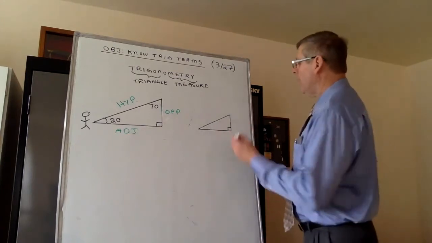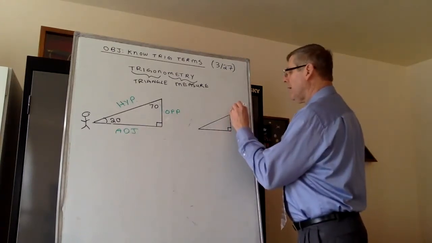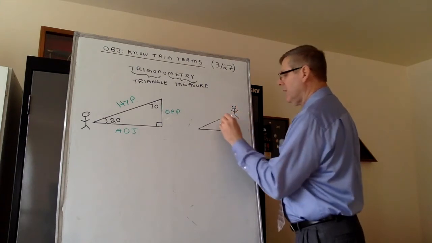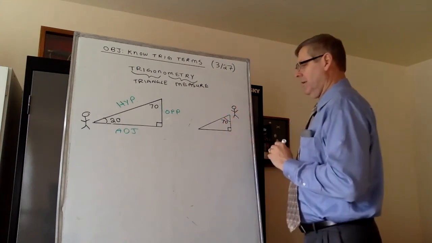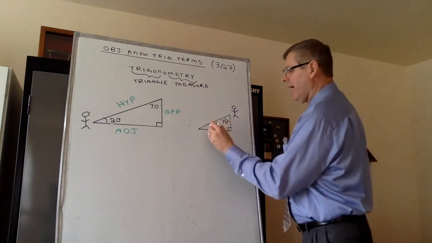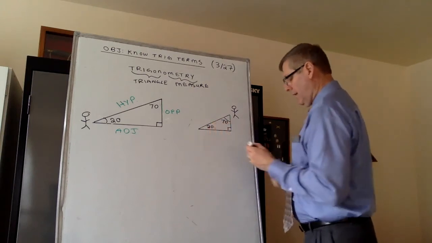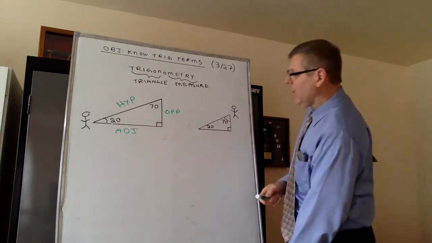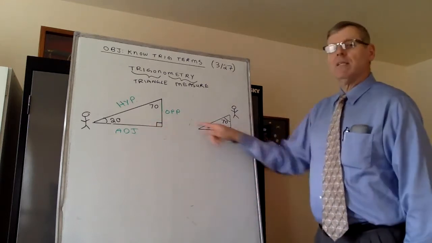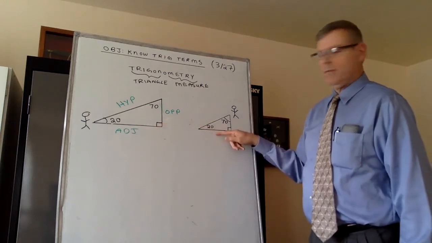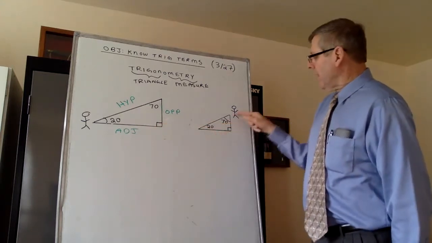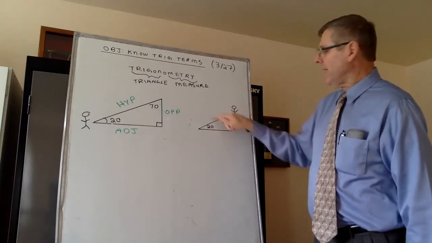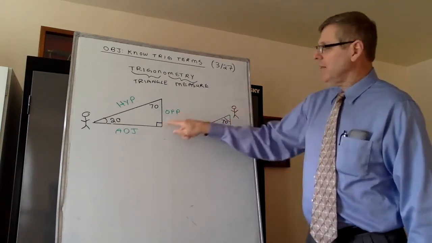and I stood up here. Now I'm standing up here, and I measure this angle to be 70. Okay? Well, this angle would have to be 20. And even though this triangle is smaller than this triangle, we see that it is similar to this triangle. Okay? So if I'm standing here at the 70, I still can define these sides using these terms.